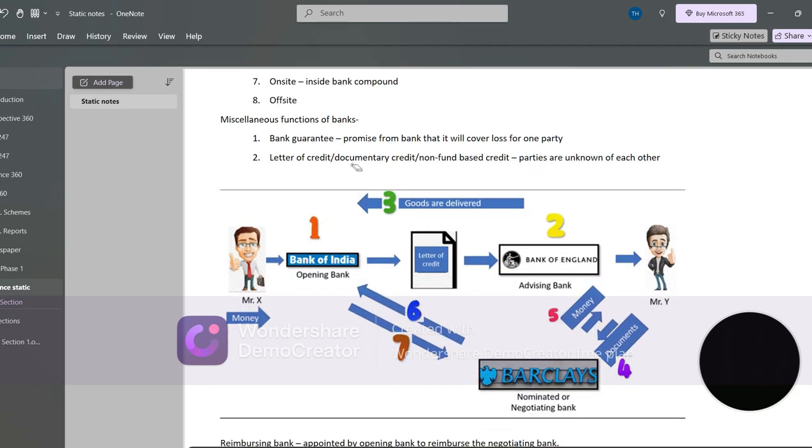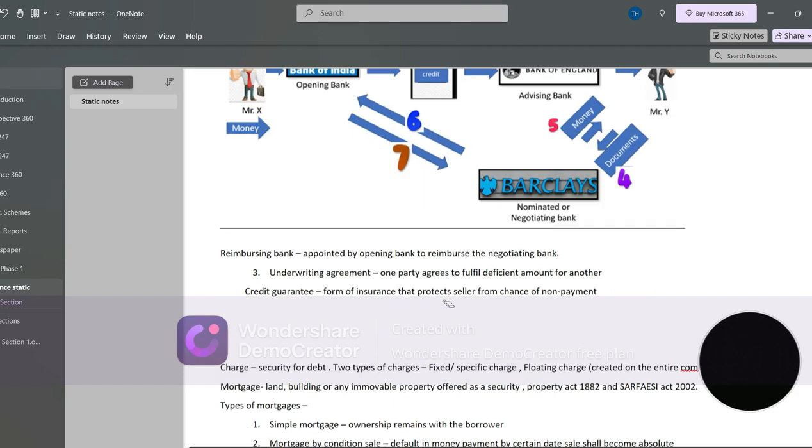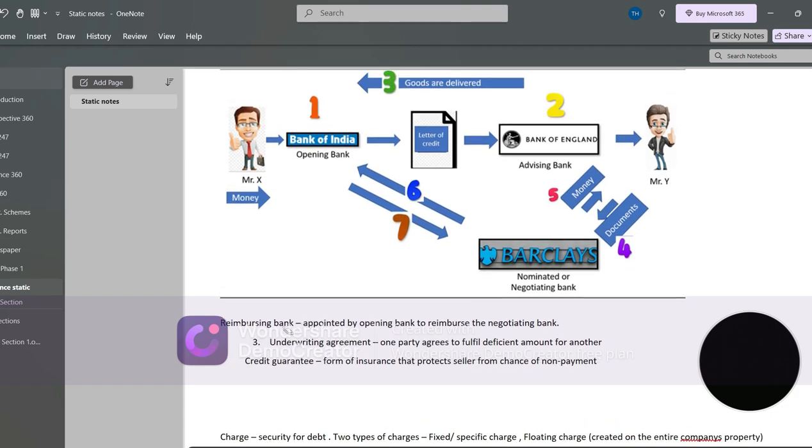And letter of credit is also known as documentary credit and non-fund based credit. Also in this, Mr. X and Mr. Y are both unknown to each other. They do not know each other, and they undergo the whole transaction by interacting with their own bank branches in their own domestic country, which is the opening bank for Mr. X and the advising bank for Mr. Y. Also, a reimbursing bank can be there, which is appointed by the opening bank to reimburse the negotiating bank in case Mr. X fails to get the money.